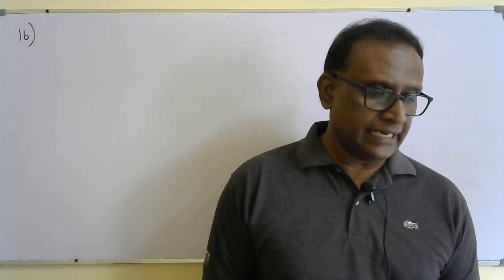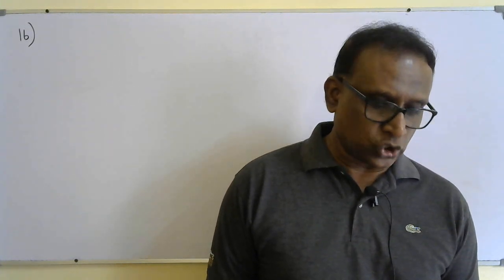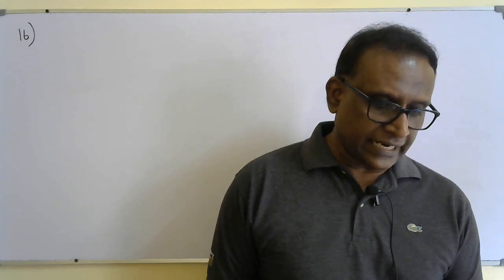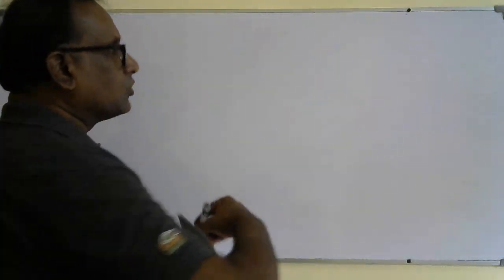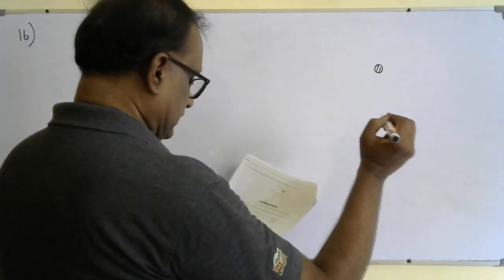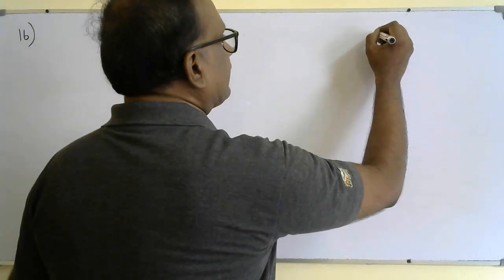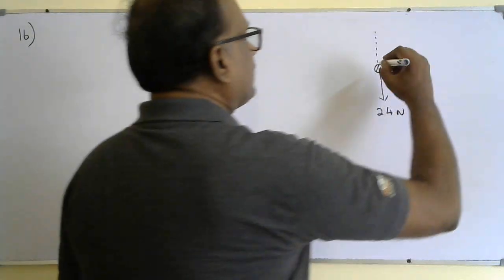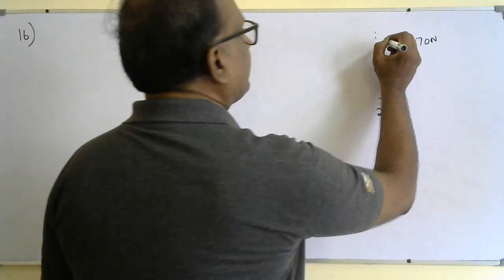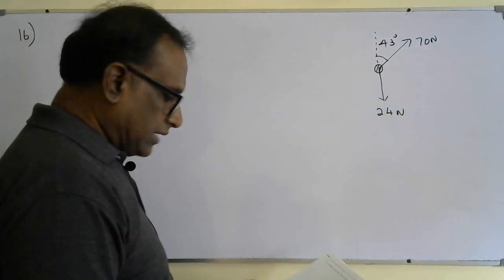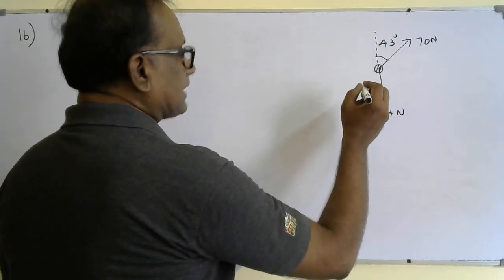Okay, question number 16. A student is flying a kite. The kite is held in equilibrium by a string as shown. The weight of the kite is 24 Newton and the wind exerts a force of 70 Newton at an angle of 43 degrees to the vertical. So they are giving a diagram like this: this is the kite, with 24 Newton acting vertically downwards, and with the vertical there's a force by the wind which is 70 Newton that makes an angle of 43 degrees. And the question is, determine the magnitude of the tension. So the string should give a tension somewhere here.